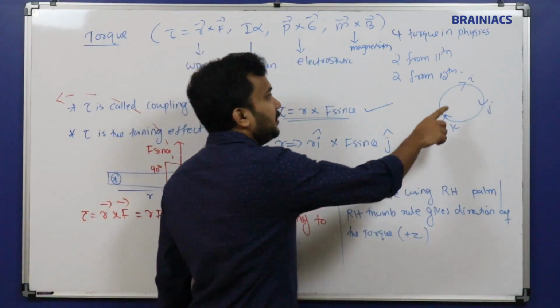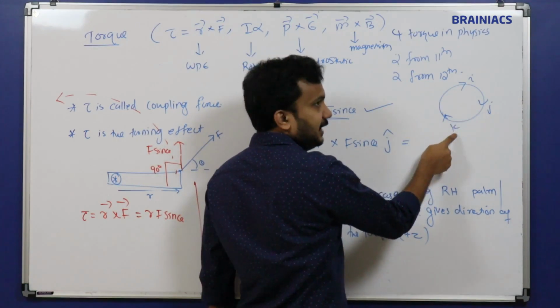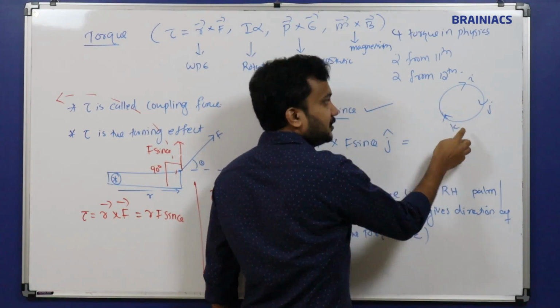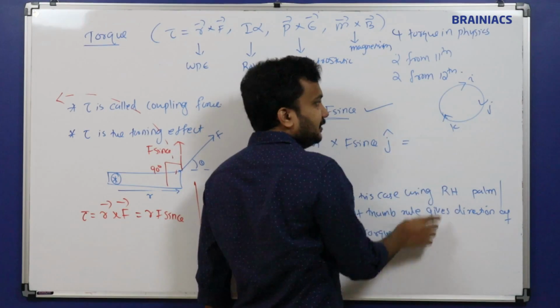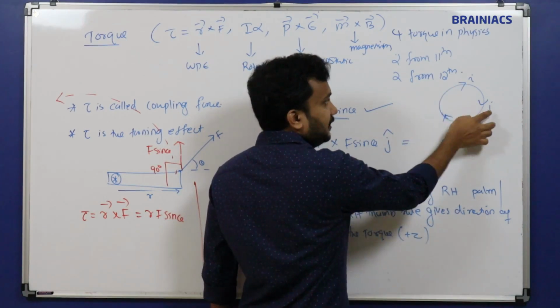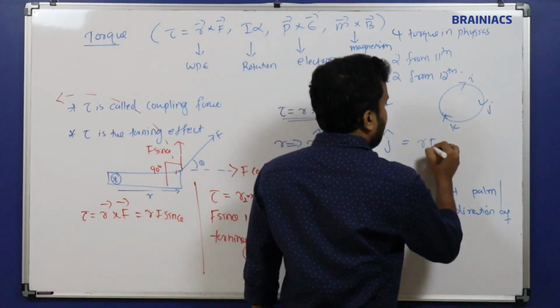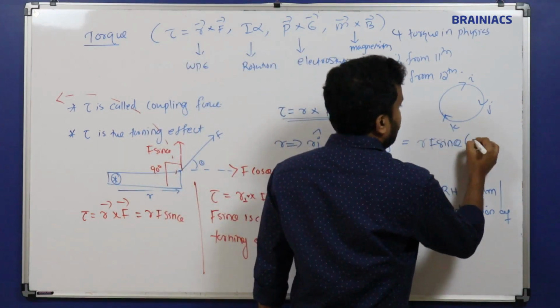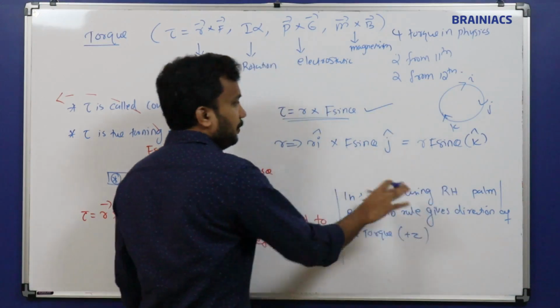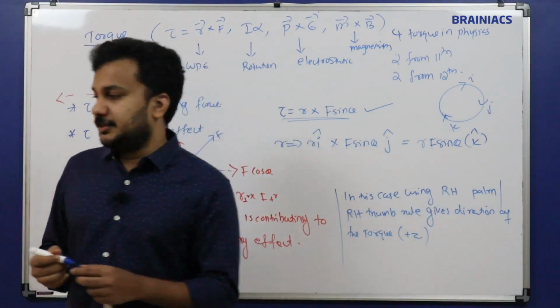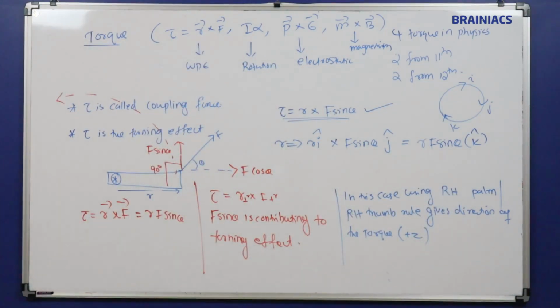In the positive direction: I cross J means K, J cross K gives I, K cross I gives J. So here it is I cross J, so I can say R sin theta into K. K will come. K means what? Plus K we are getting, and plus K means the positive direction. Hope this is clear to you.